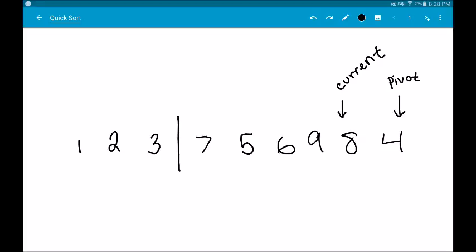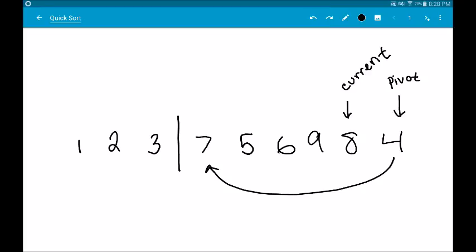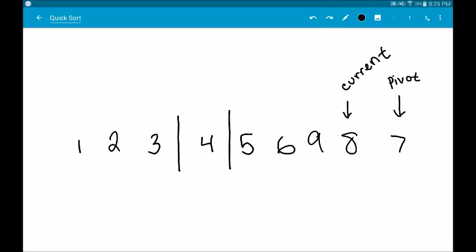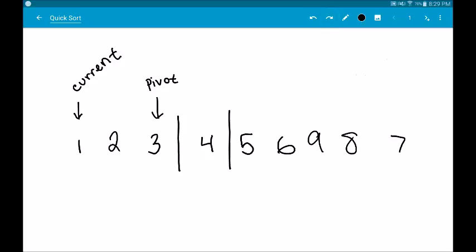Since the current is greater than the pivot, all we have to do is swap the pivot and the 7. And then we're going to be putting a wall around the 4. And then all we have to do now is move the current to 1 and the pivot to 3. Since current is less than the pivot, we increment current.